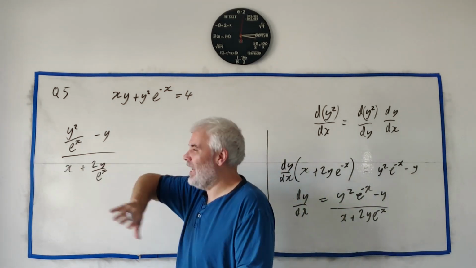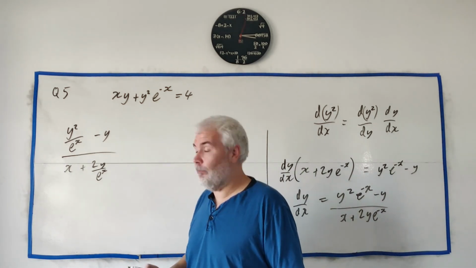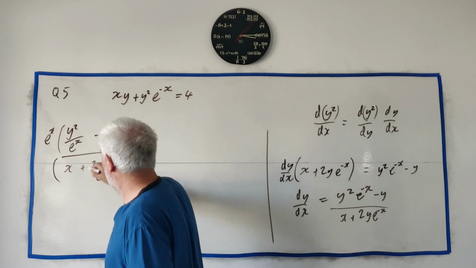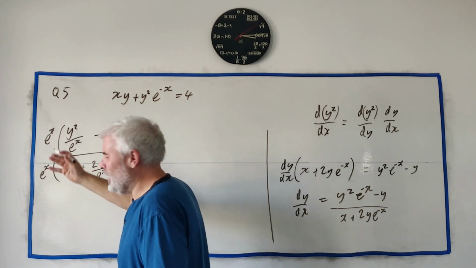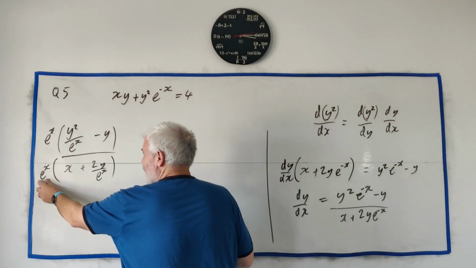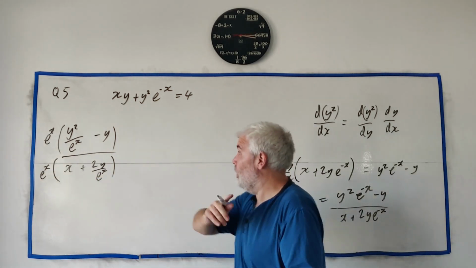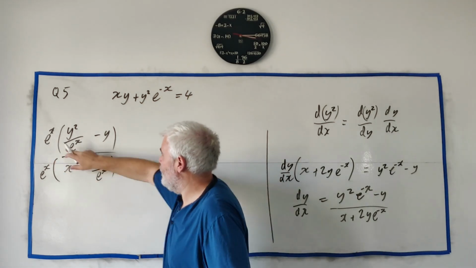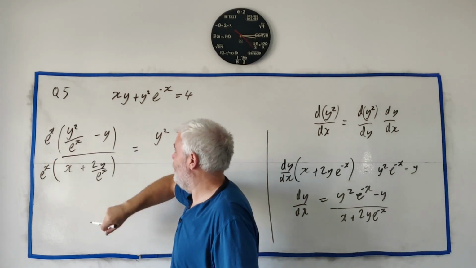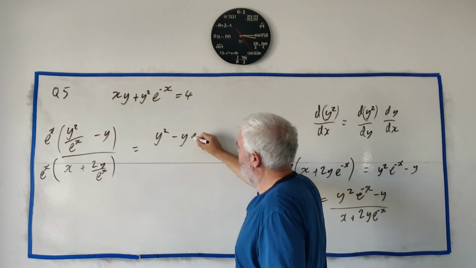To get rid of this, we multiply everything, top and bottom, by e to the x. So e to the x on the top, e to the x on the bottom. We can do that whenever we want because it's like multiplying by 1. But here's the great thing it does. It multiplies by both of these. Multiply by that, we get just y squared. These cancel. Multiply by this, we get minus y e to the x.